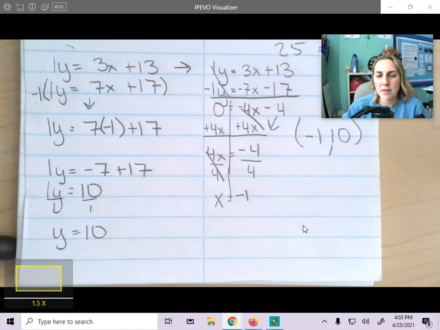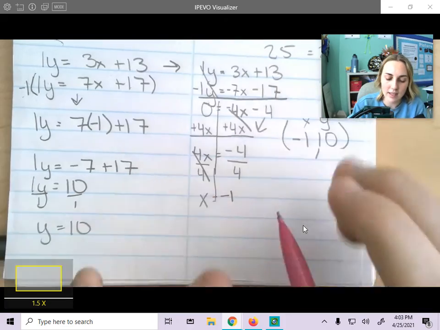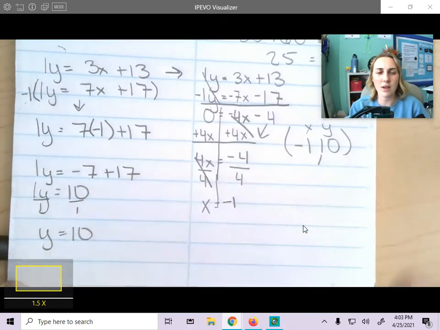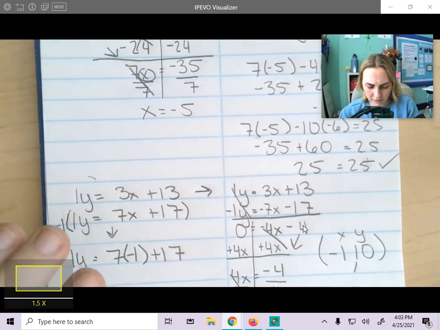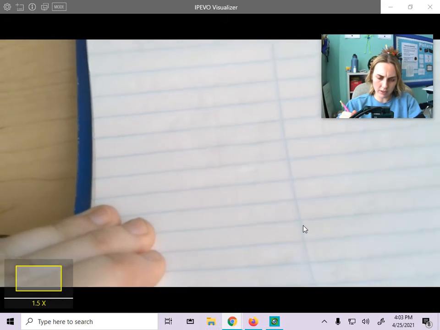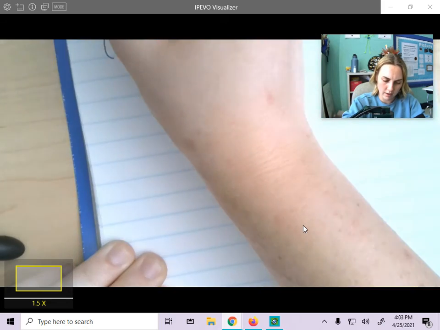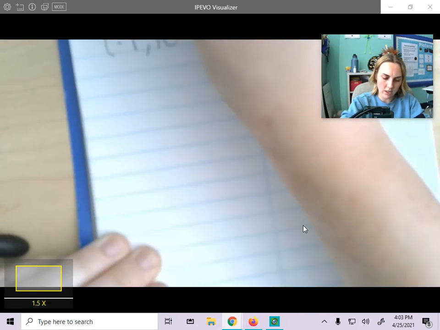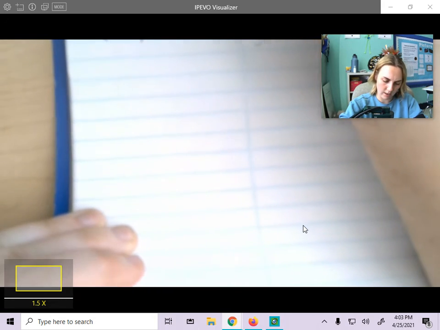So now I have my ordered pair. To check to make sure that this ordered pair works for both equations, what I can do is substitute both of these into both equations to make sure it works out. I'm going to go ahead and do that because, might as well for this video. But I got to add another sheet. So I'm going to do the first equation first. So here's my ordered pair. And the first equation is 1y is equal to 3x plus 13.